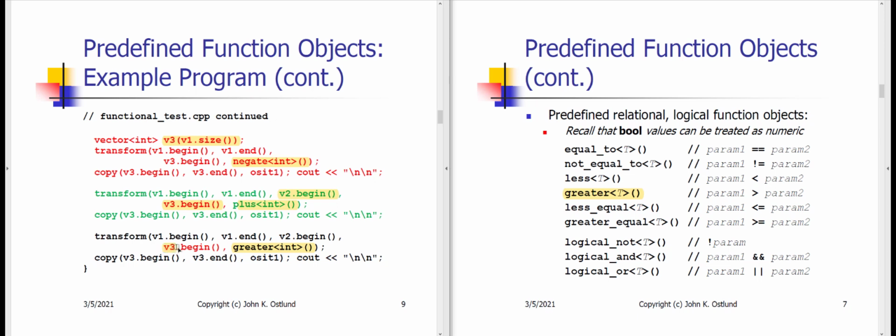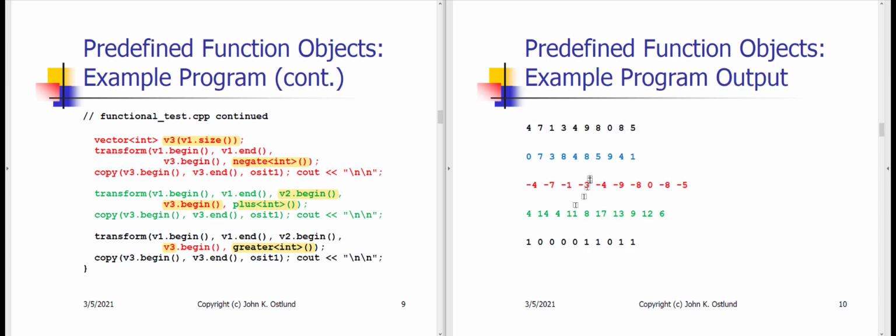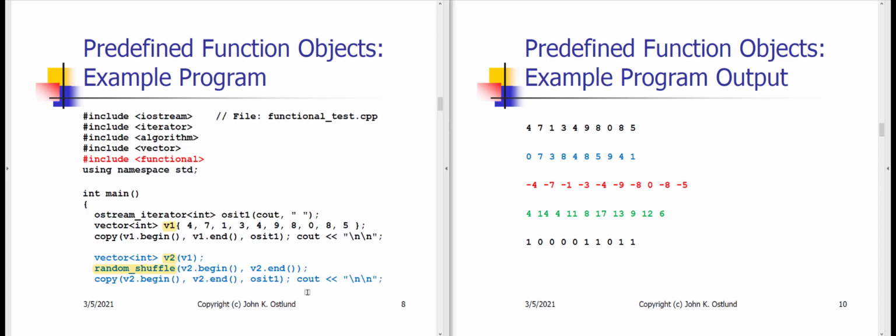So V3 in this case is going to be filled in with a sequence of zeros and ones, depending on whether the element in V1 is greater than the corresponding element in V2 or not greater than the corresponding element in V2. All right, well, that was a whole lot of talking. Here is the output that's produced. And let me go back to the beginning of this example program. You can see this functional test code in the example code.